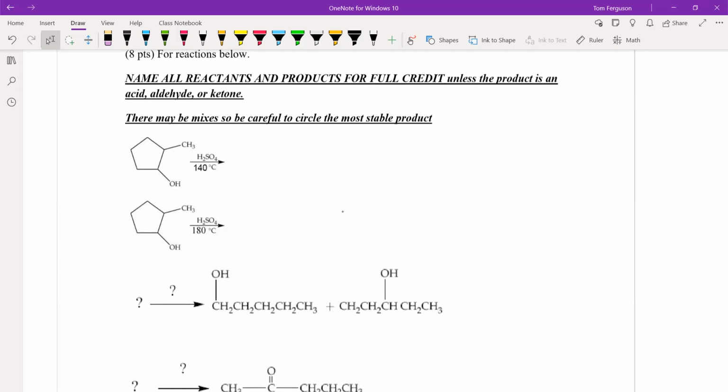Okay, everyone's favorite is reactions. Now I included the flow chart with the tests. So you're looking at the flow chart right now. So if you have your flow chart handy, take it out.